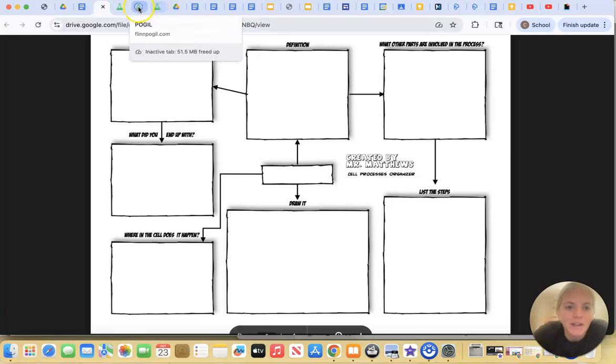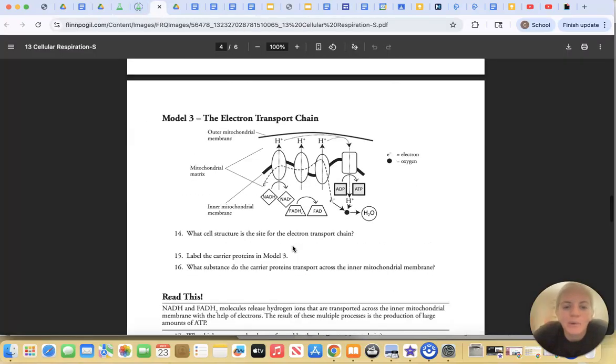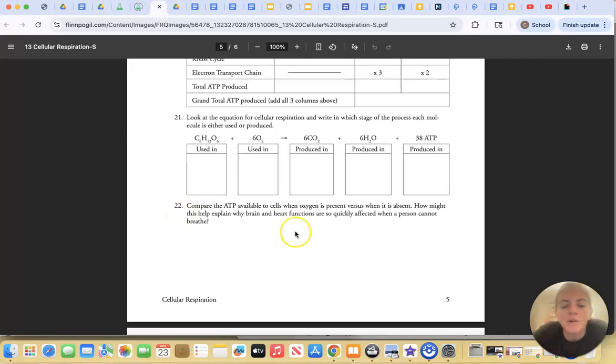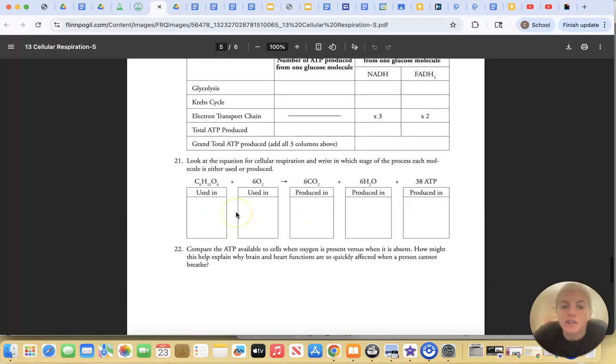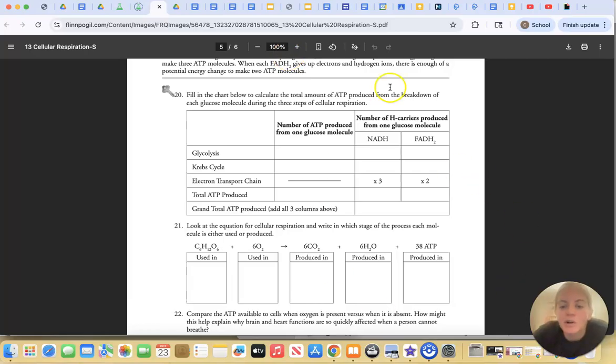After you finish this one, you can take a look at Model 3 on the POGIL, which is on the electron transport chain. This is number 14, and at this point, you should be able to go all the way down to number 22. Numbers 20 through 22 kind of work with what we just did, so you can see a little bit of how the NADHs and FADH2s help contribute to the total amount of ATP. And then number 21 is very similar to what I just explained, where we put all the pieces together.